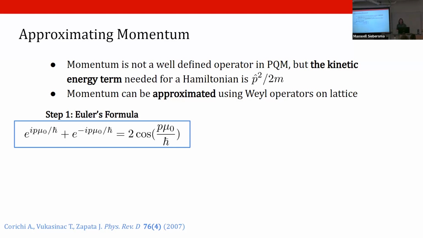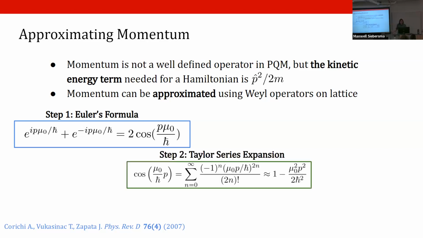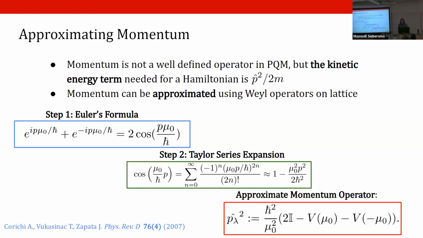variable can be related to the Weyl operators through this complex exponential. And so we can use Euler's formula to take our Weyl operators and put them in a form like cosine. Next, we can take a Taylor series expansion, and out of that cosine, if we truncate the series at some term, we can get a p squared term out of that. So things are looking good so far. And by rearranging what we have here, we can make an approximate p squared operator out of these Weyl operators that shifts us on lattice points in the system.